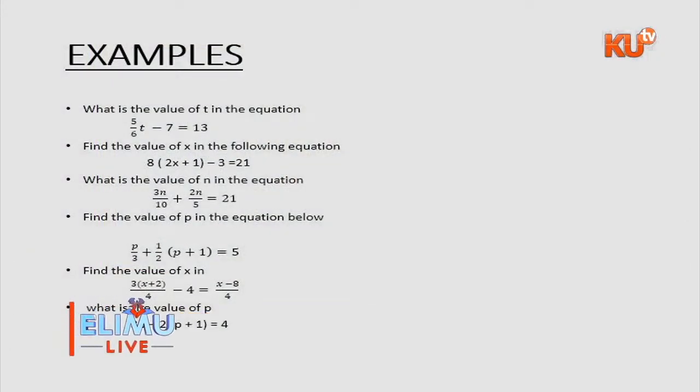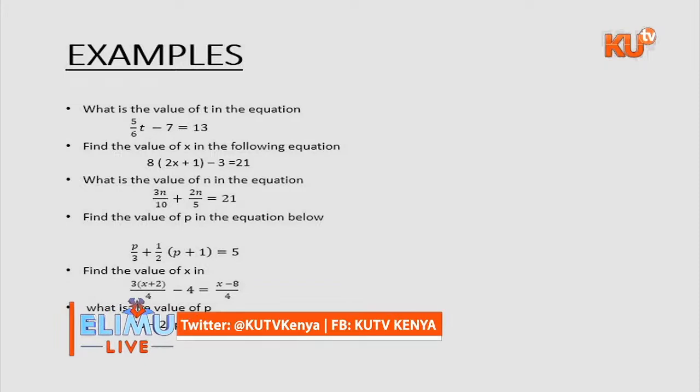What is the value of n in the equation? So you're going to do another one. The equation is 3n over 10 plus 2n over 5 is equal to 21. What is the value of n in that equation?